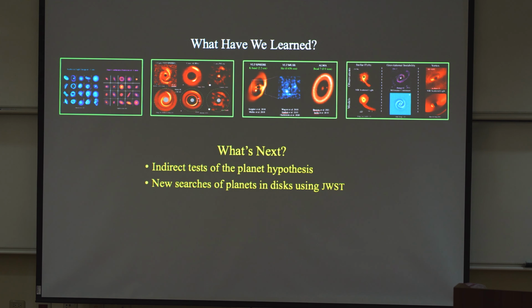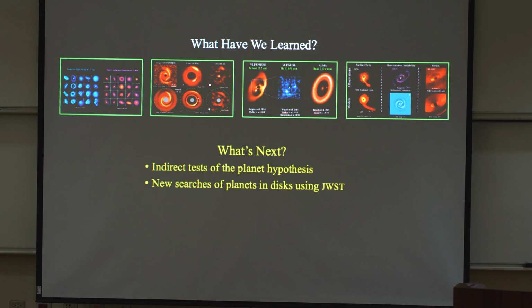On the other hand, we know there are other mechanisms that can produce structures in disks without planets. So it's not clear cut. It's not a one-to-one correspondence between structure and planets. So that's where we are right now. So what's going to happen next? There are a few active directions that are being explored in the community right now.